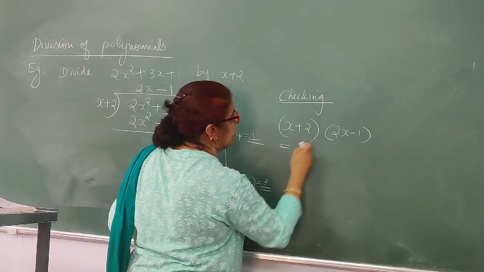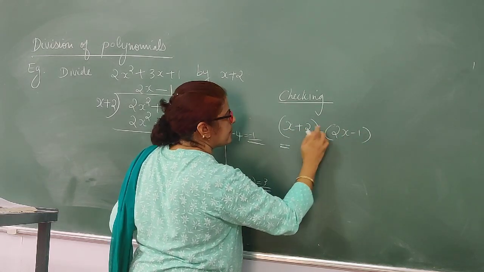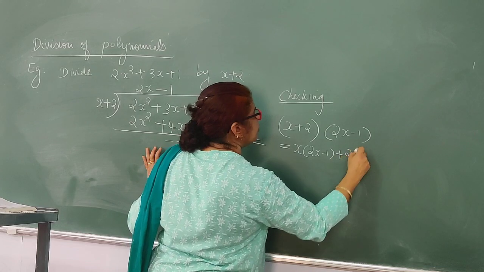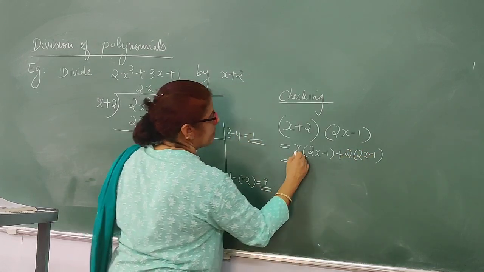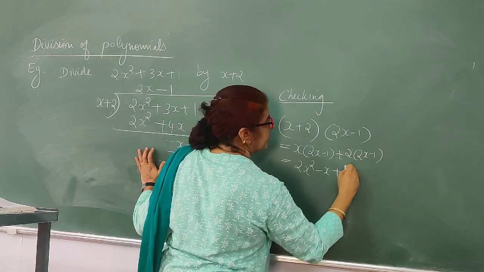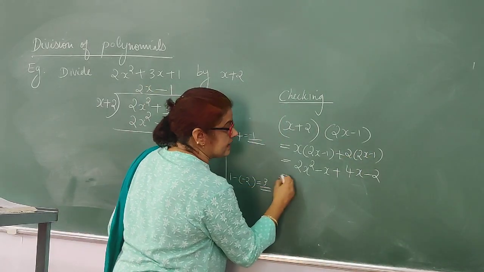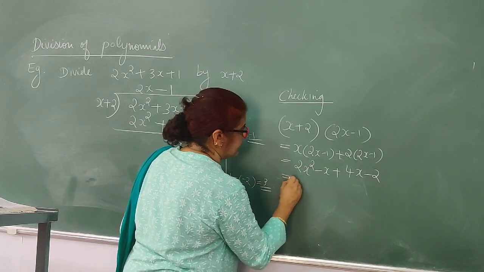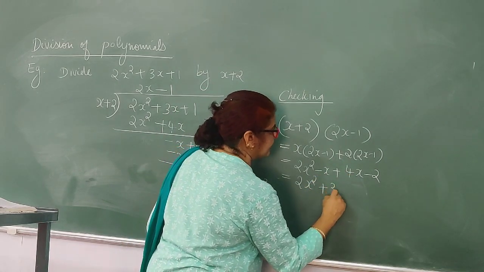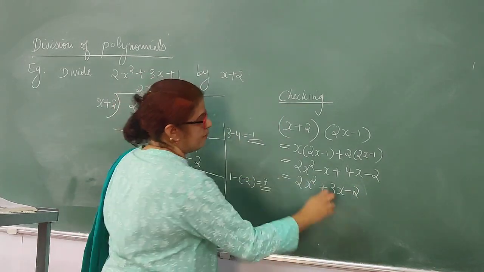How to multiply two binomials? That is, first term into second expression plus second term into second expression, by the distributive property. That is x into (2x minus 1) plus 2 into (2x minus 1), which is equal to x into 2x, 2x square, x into minus 1, minus x, plus 2 into 2x, plus 4x, plus 2 into minus 1, minus 2. Then we have to combine the like terms. Here there is only the 2x square term. Then minus x plus 4x is plus 3x, minus 2. 2x square plus 3x minus 2 we get.